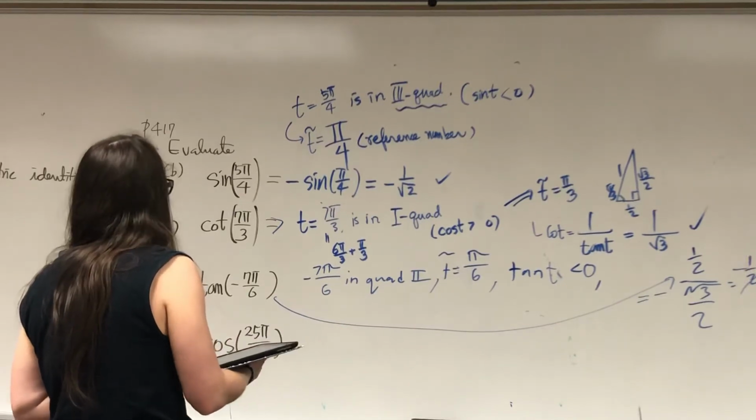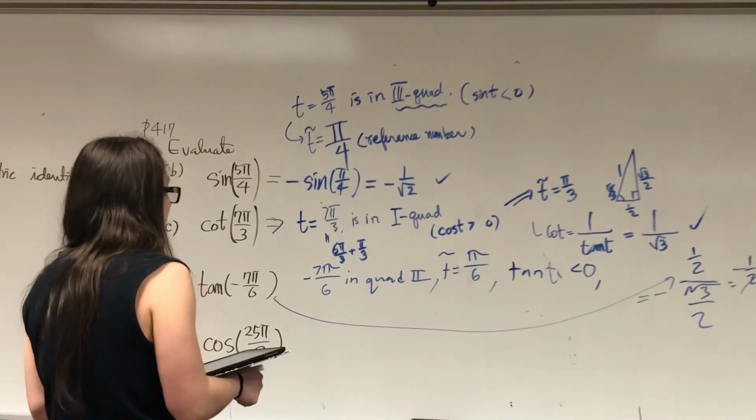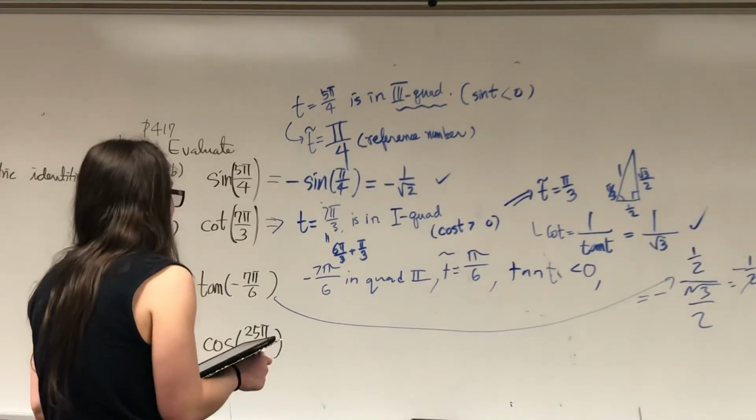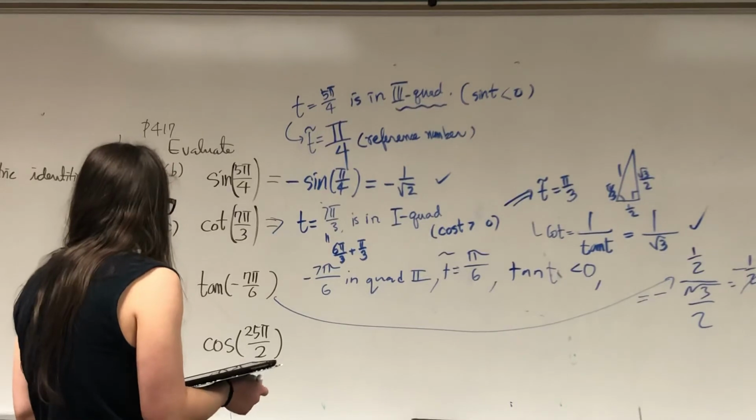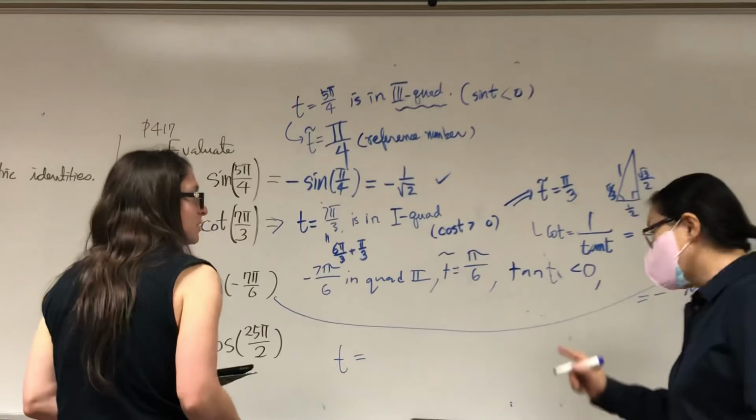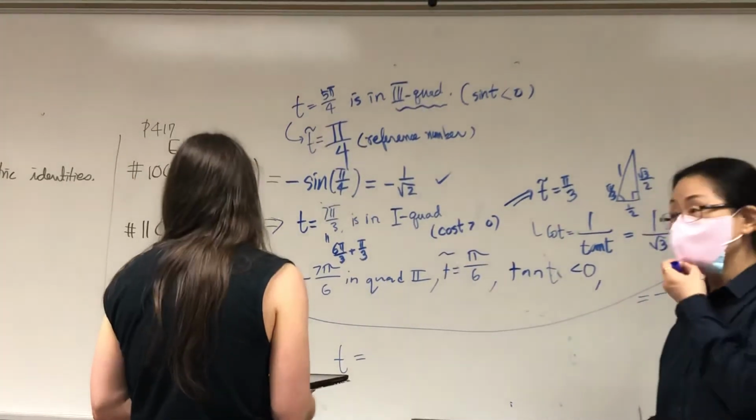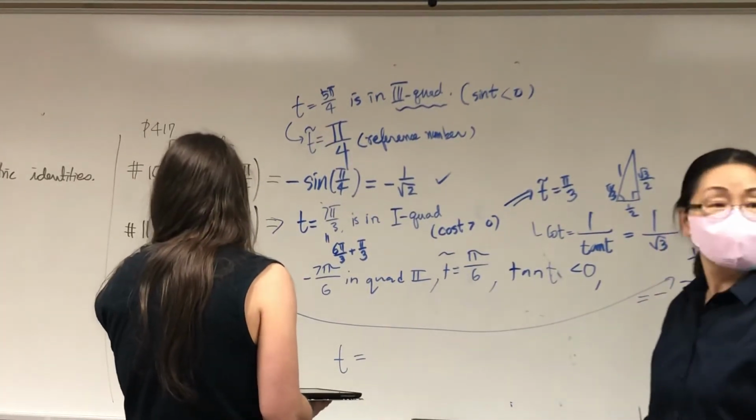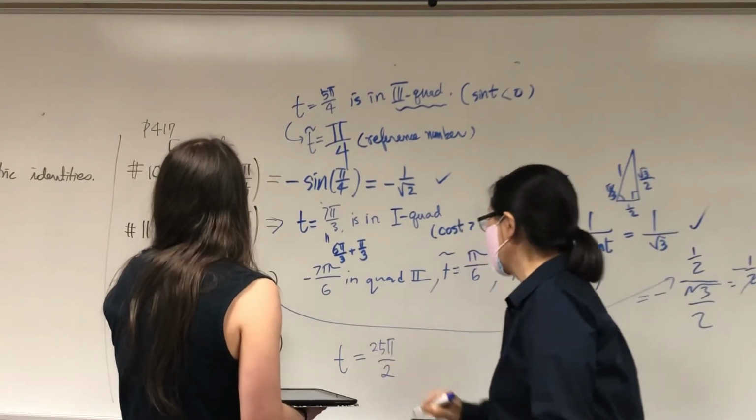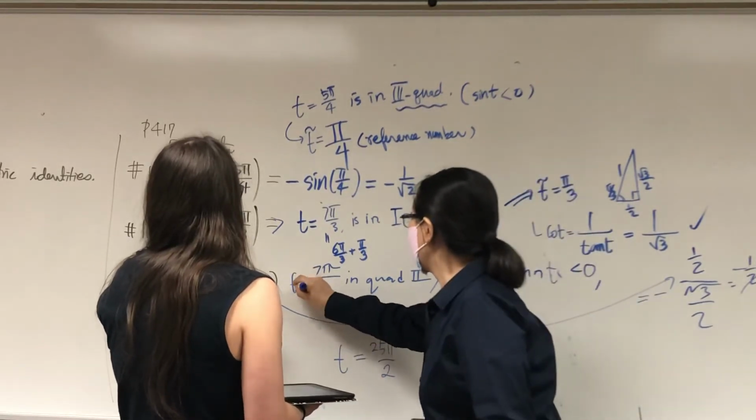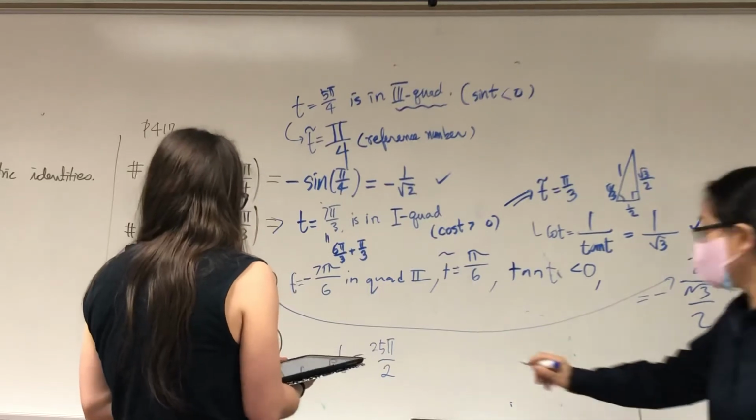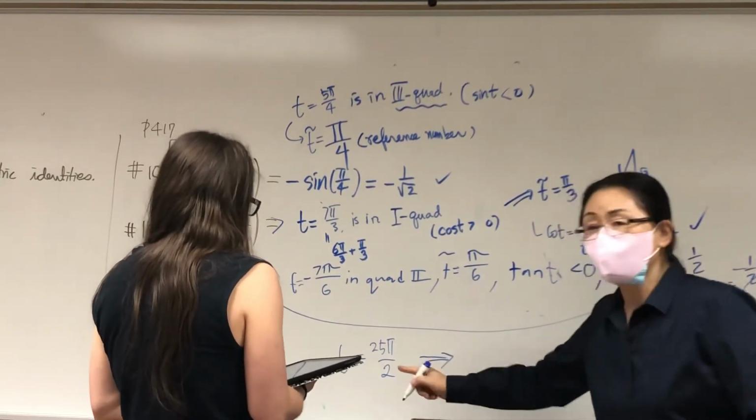Figure out which one. Okay, so pi over 2 is the reference number. How do you know? So t tilde is pi over 2. No, how do you know? You have to write it down. What is t? 25 pi over 2. Good. Then why is this reference number pi over 6? That's just the question. Oh, it's 7 pi over 6. Okay, and then you have to eliminate the revolutions.